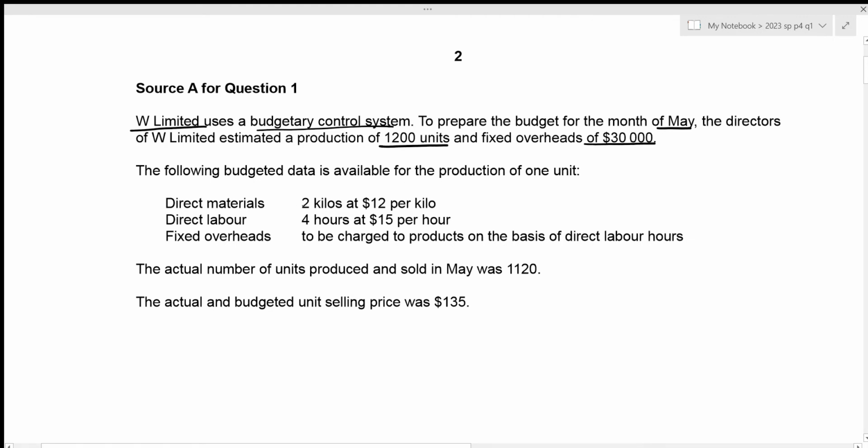We require direct materials of 2 kilos per unit and the rate per kilo will be 12. For direct labor, we require 4 hours for each unit, and for each hour, we require 15 to be paid. And the fixed overheads is to be charged to the product on the basis of direct labor hours. Alright, the actual number of units produced and sold in May was 1120 and the actual and budgeted unit selling price was 135. Let's have a look at our first question.